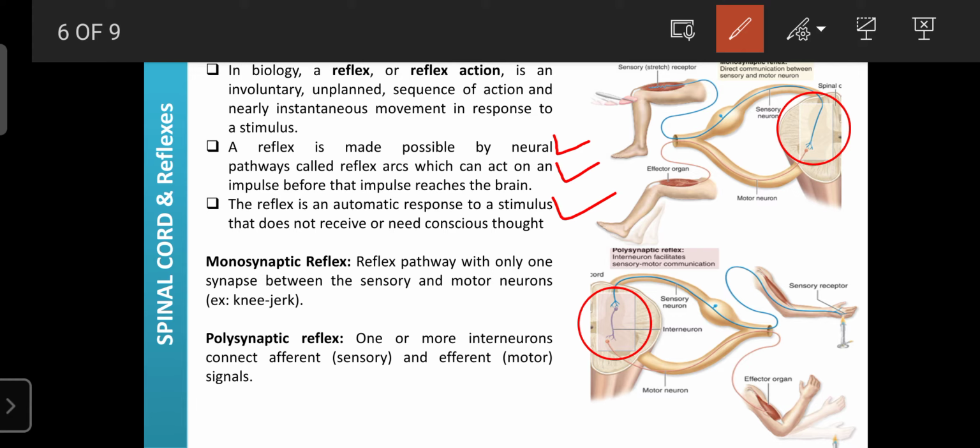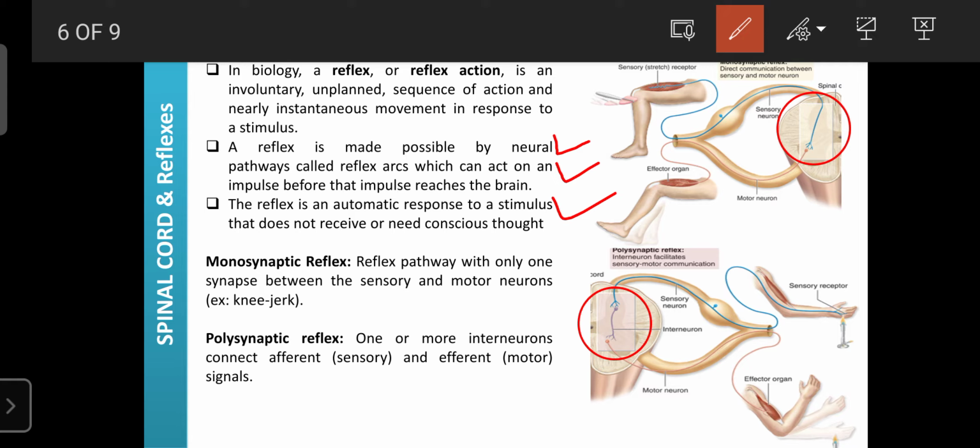Monosynaptic reflex is a reflex pathway with only one synapse between sensory and motor neurons. There is no other neuron or part of the brain involved. Direct action occurs without the knowledge of your brain. Only the sensory neuron and motor neuron are involved: the sensory message passes directly to the motor neuron without any third neuron. Such a pathway is known as a monosynaptic reflex. An example is the knee jerk.